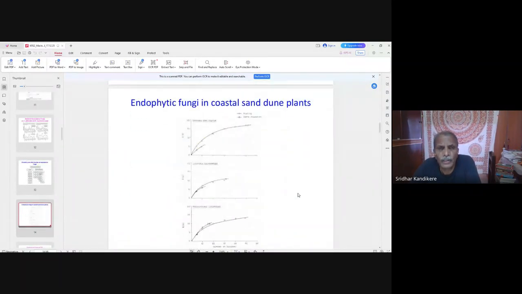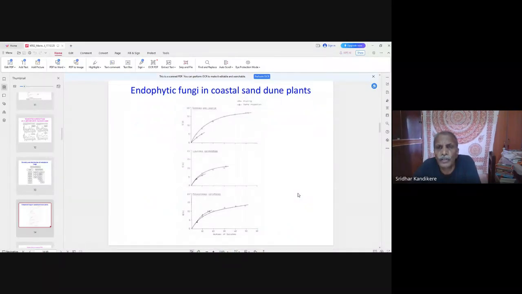So this is a chart showing endophytic fungi in coastal sand dunes. In coastal sand dunes, we can find several plant species. Some of the species include Ipomoea biloba, which earlier used to be called Ipomoea pes-caprae, Launaea sarmentosa, and Polycarpaea corymbosa. So these are the three plants we have analyzed, and these are very common on the coastal sand dunes of Mangalore.